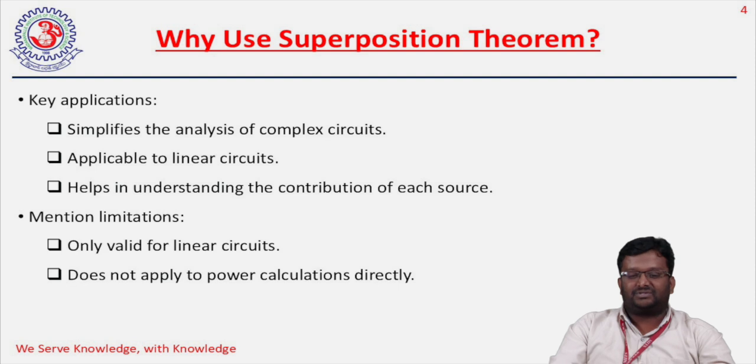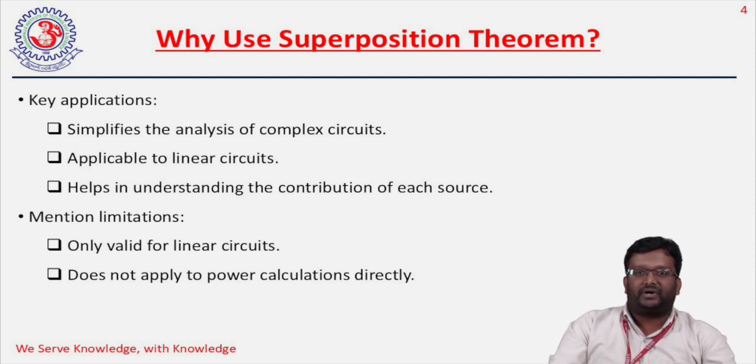Next, why we need to use the superposition theorem in DC circuit analysis. It is used to simplify a complex network into a simple network, as well as this superposition theorem can be applicable to linear circuits. It will also be used to understand the contribution of each source in that complex DC circuit, because we need to know what will be the contribution of individual sources through that particular element. So the current contributed by that individual source through that element, we are going to calculate by using this superposition theorem.